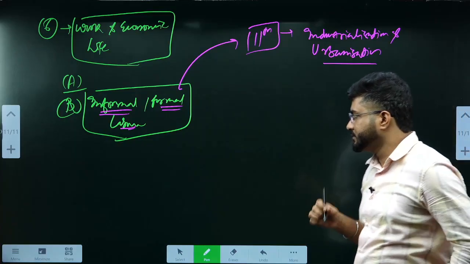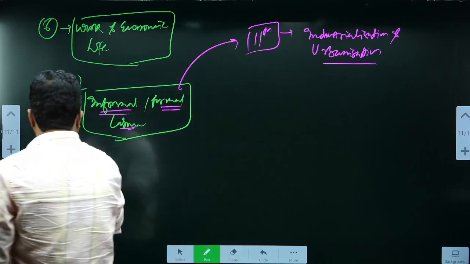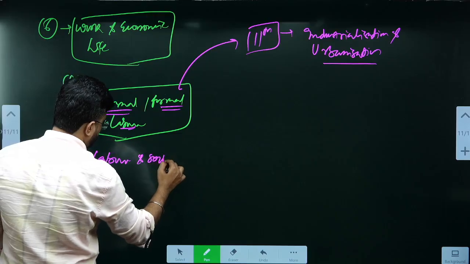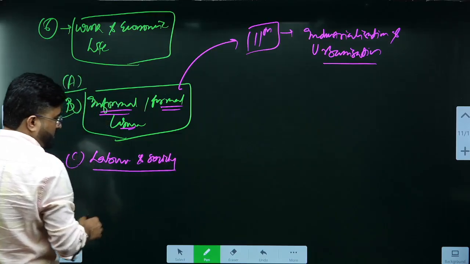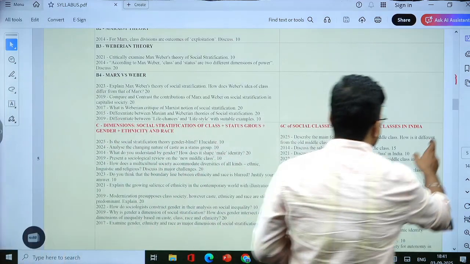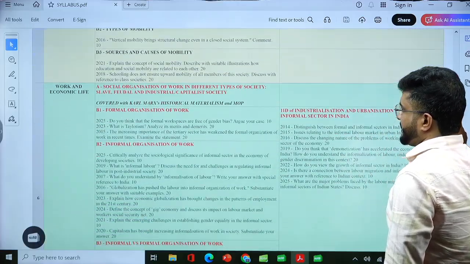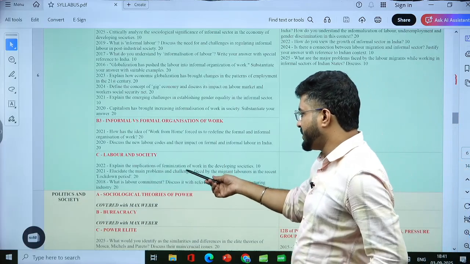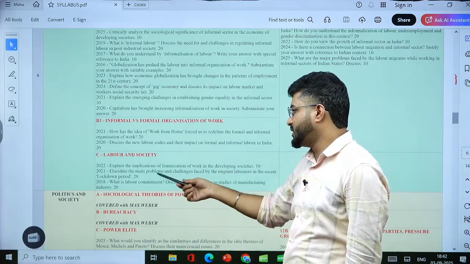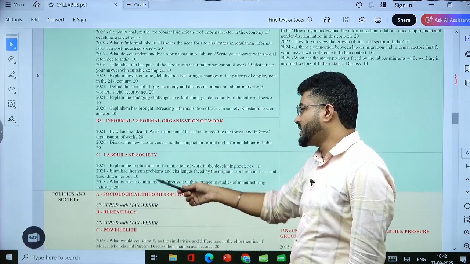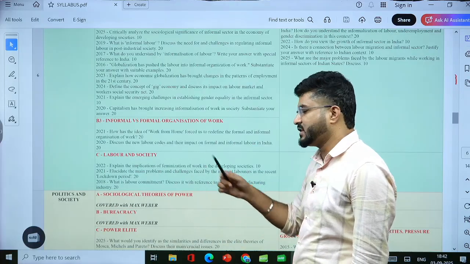Then also here you read about labor and society, where you tend to find these types of questions. Let me show you those questions. Explain the implications of feminization of work in developing societies. Illustrate the main problems and challenges faced by the migrant laborers in the recent lockdown period. What is labor commitment? Discuss in reference to the studies of manufacturing industry.